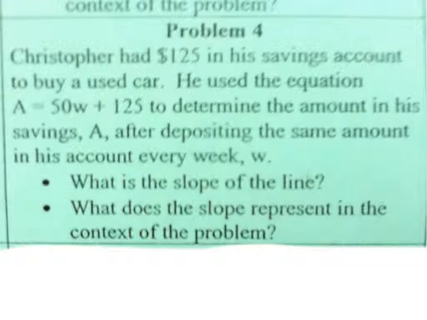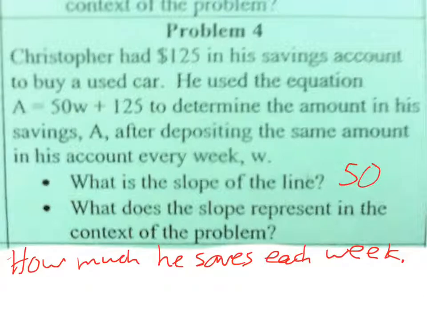Moving on to problem 4, we have Christopher. Starts out with $125 in his savings account, and he's saving up to buy a used car. He's using the equation here to get the total amount in his savings account. So A is the amount in his account, which is 50 times the number of weeks plus 125. So the slope of my line is the 50, and that's going to represent how much he saves each week. So there you go, that's how much he saves each week.